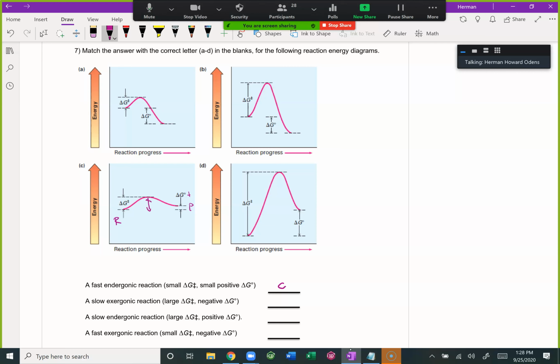All right, that's good. A slow exergonic reaction, large delta G double dagger and a negative delta G0. B.